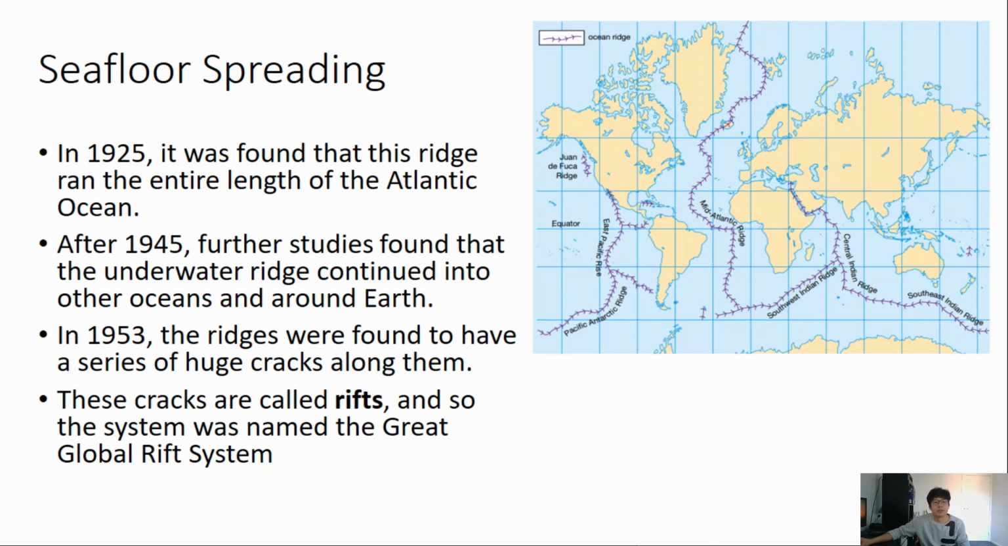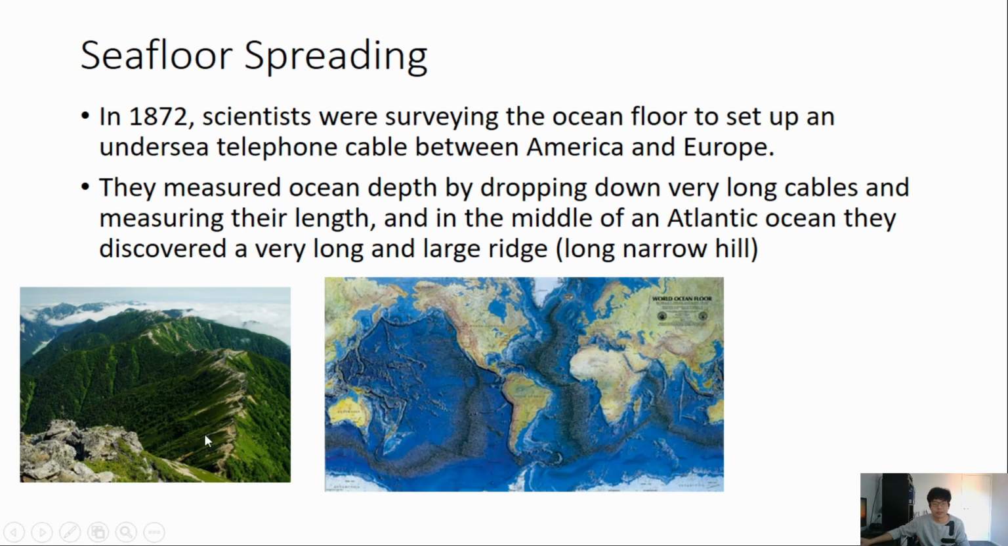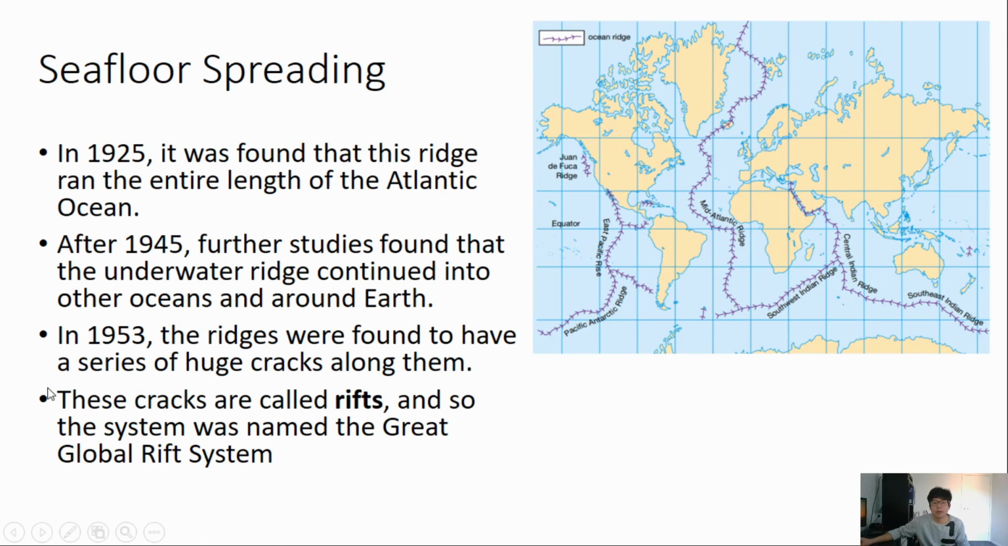In 1953, scientists further found that the ridges had a series of huge cracks along them. Let's have a look at this ridge here. Just imagine there was a huge crack down the middle. That's what scientists were finding down under the ocean. These cracks are called rifts, and so the system was named the Great Global Rift System. So all these ridges and rifts were then named the Great Global Rift System.